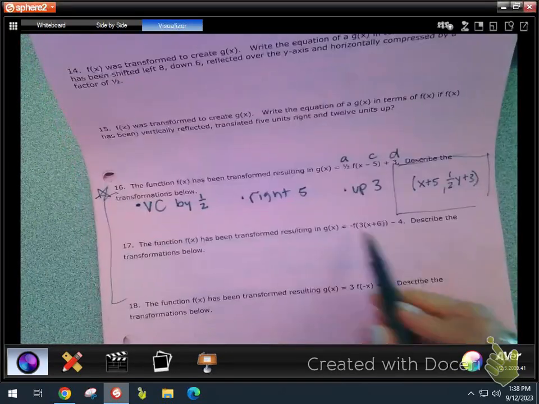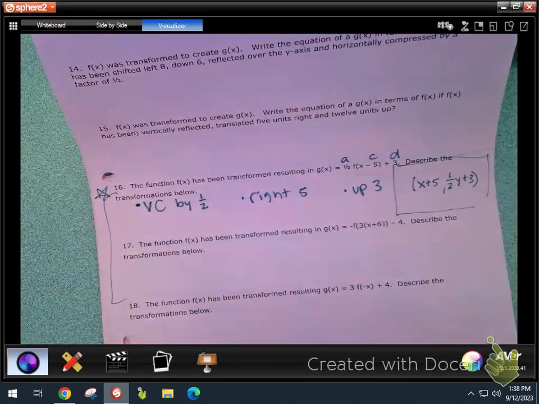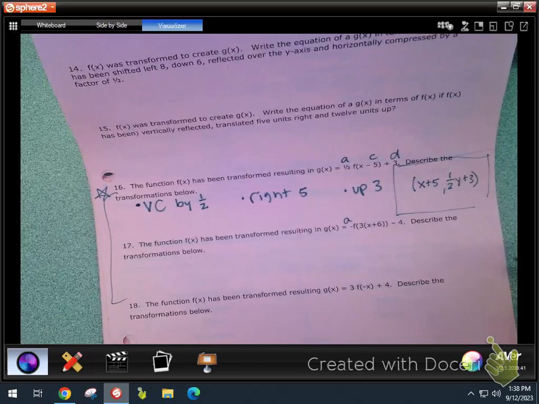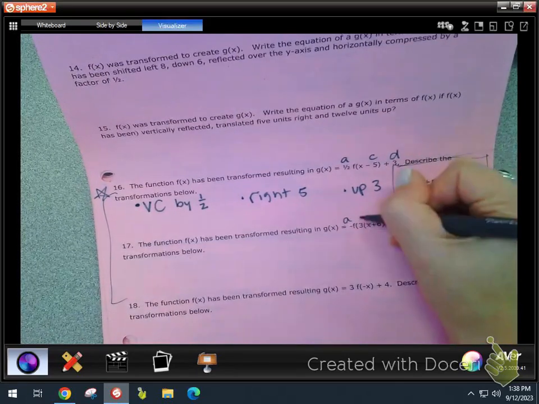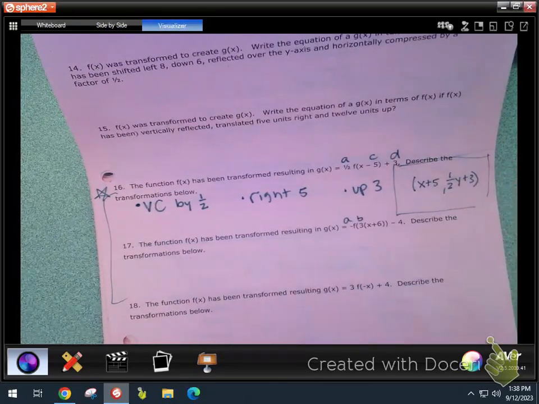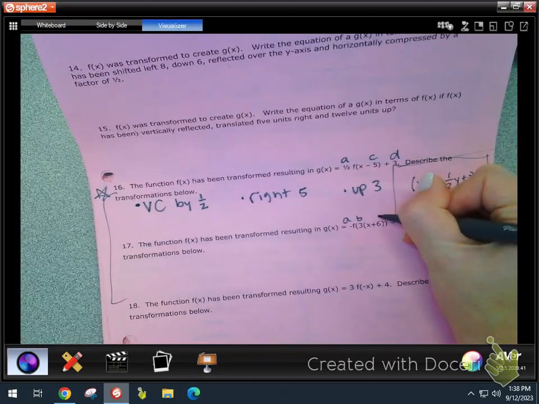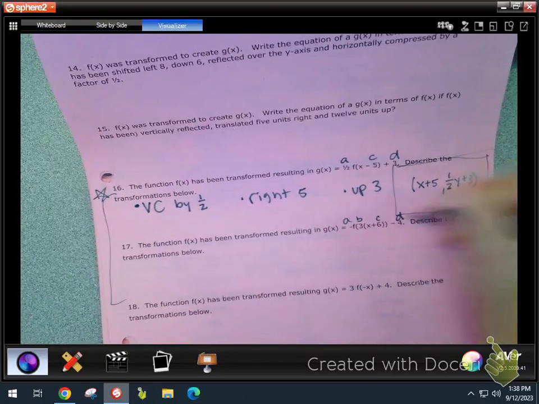Okay, let's look at 17. This is getting a little bit beefier. So we've got a negative in the front. What is that? A, B, C, or D? That's an A. Okay? You got a 3 already factored out. See, I told you I'd take care of you on this. So 3 is inside, so that's a B, and that's a multiplier. You got a +6 on the inside, that's a C, and then you got a -4, that's a D. Okay?